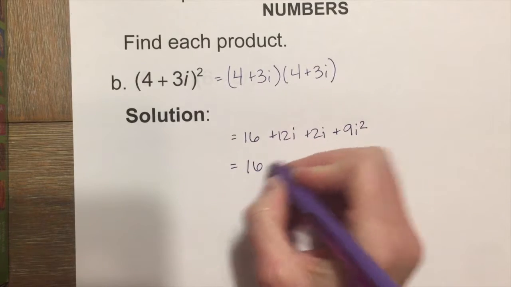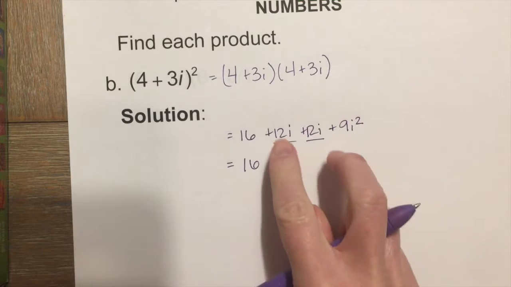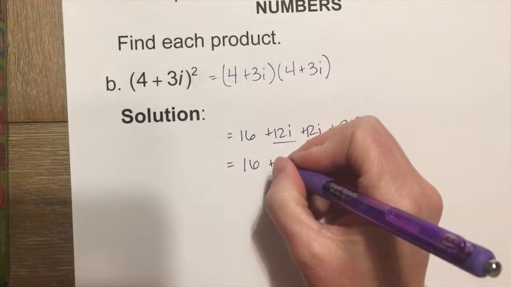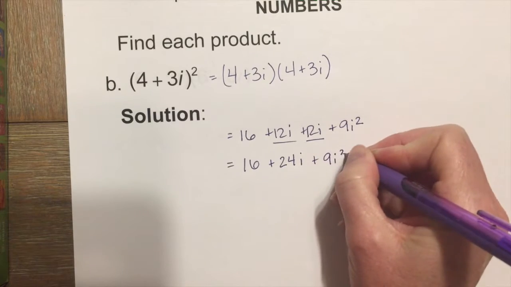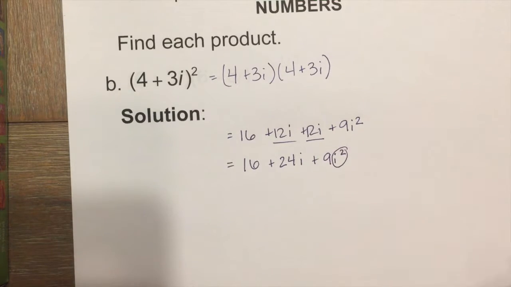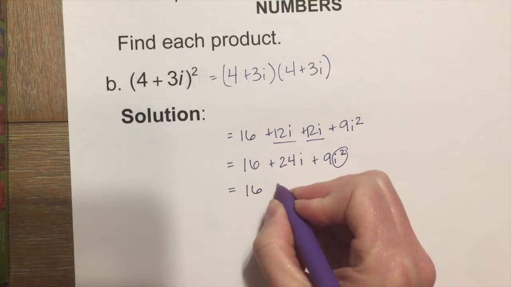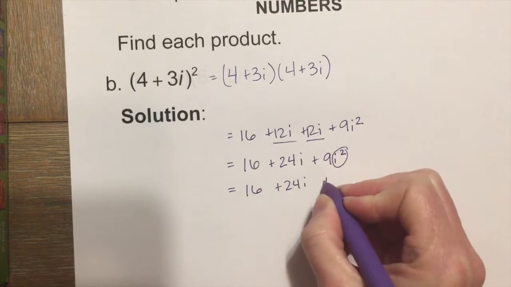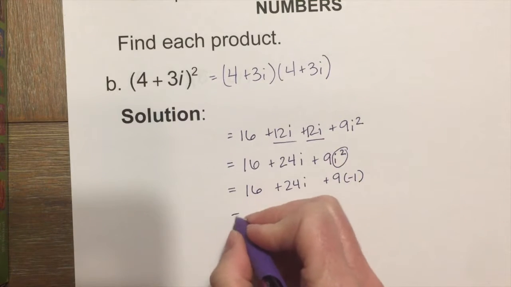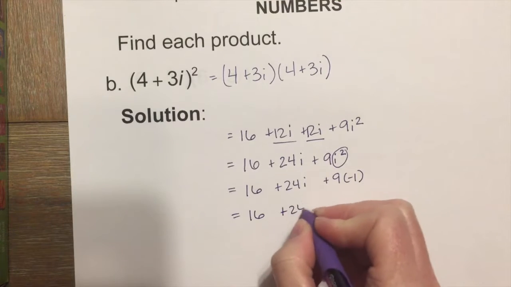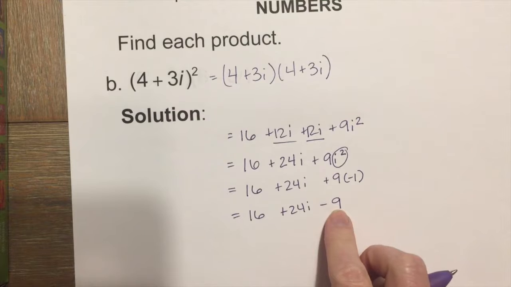So at this time, I'm going to combine my two like terms. This was a 12, I apologize. 12i and 12i, and I get plus 24i. And then this 9i squared is not simplified because I know that i squared is really equal to negative 1. This is 16 plus 24i plus 9 times negative 1, which I know is negative 9. So really, I'm looking at 16 plus 24i minus 9.